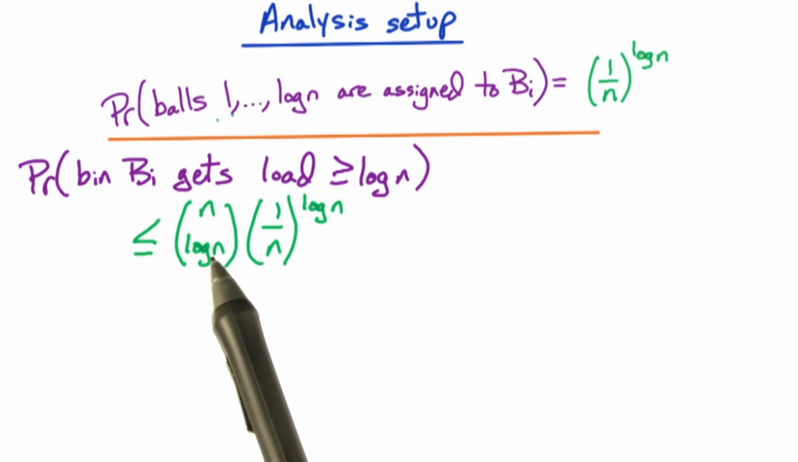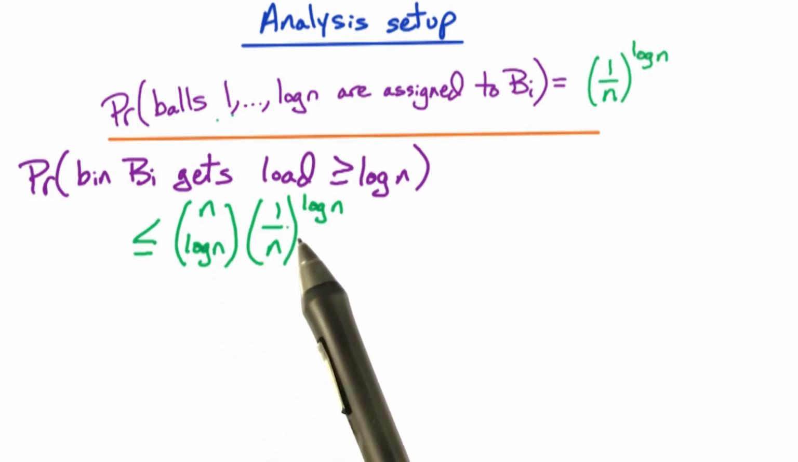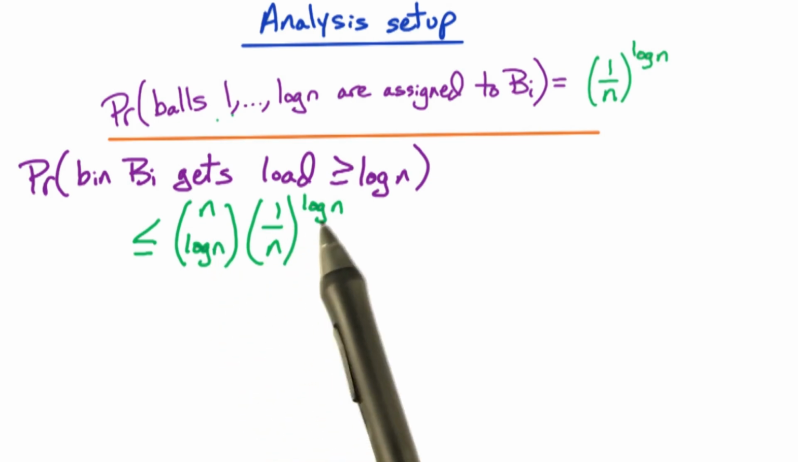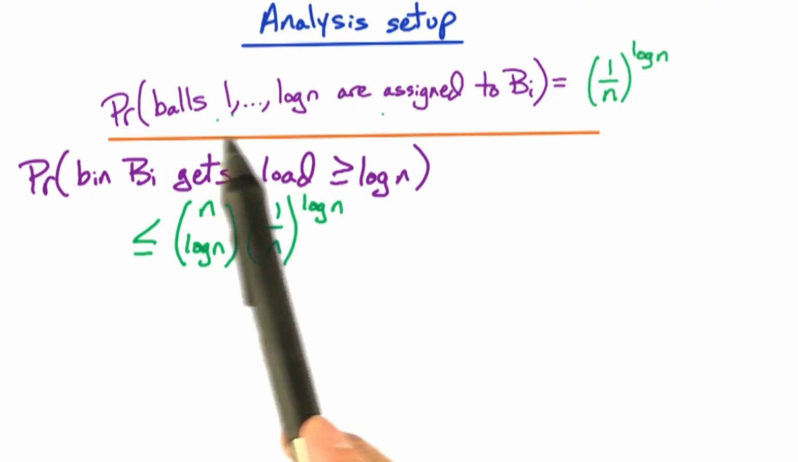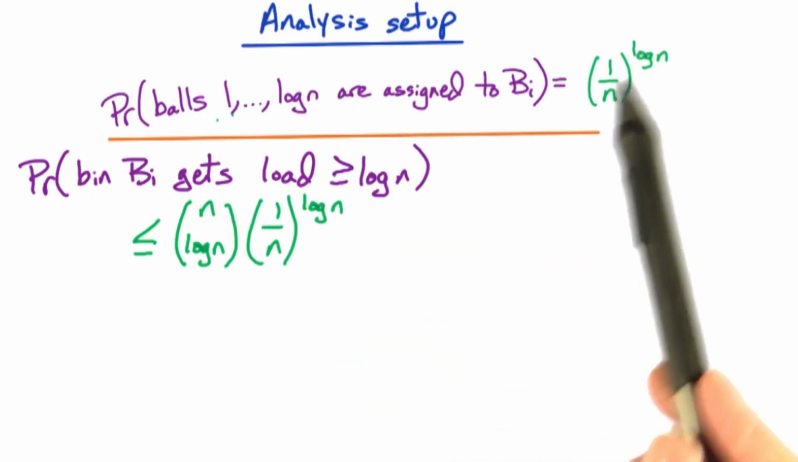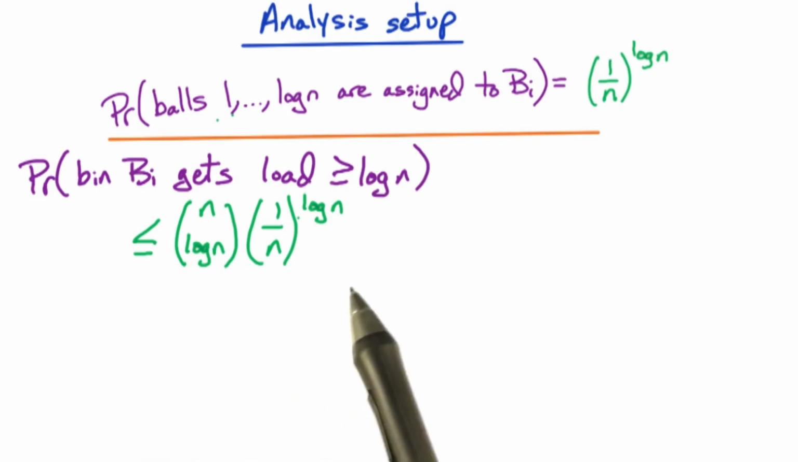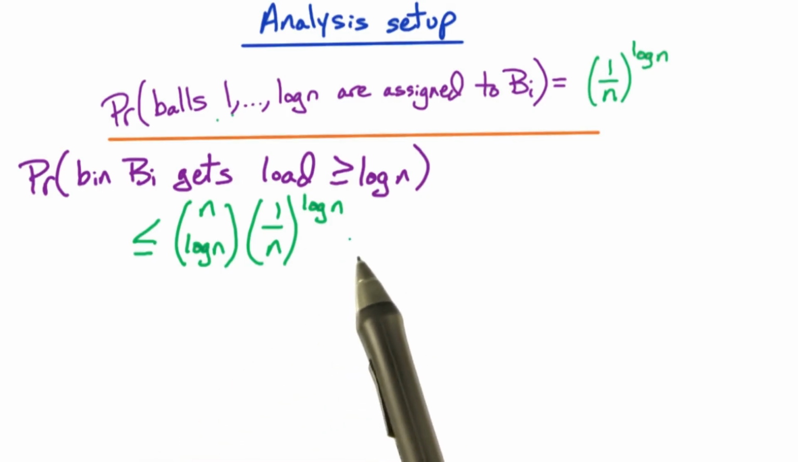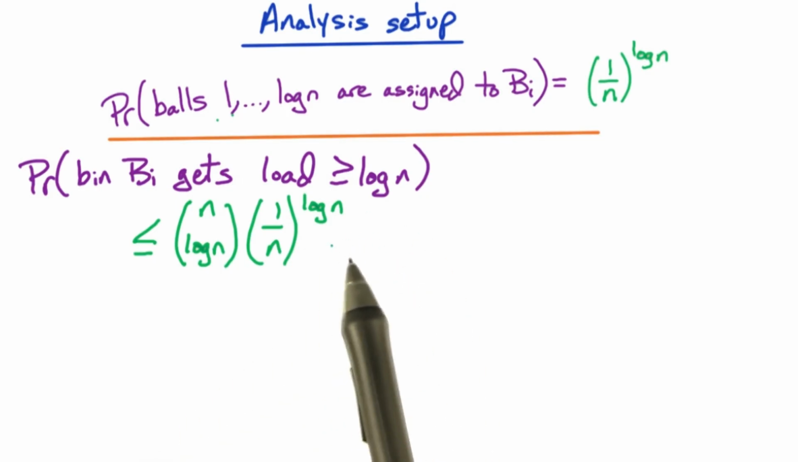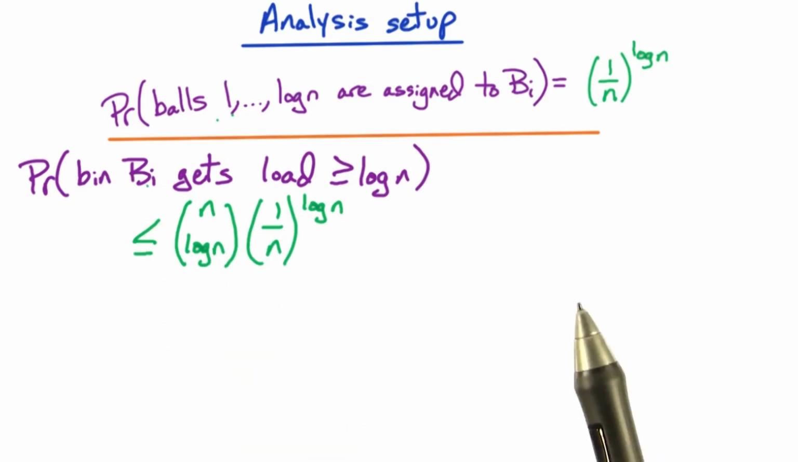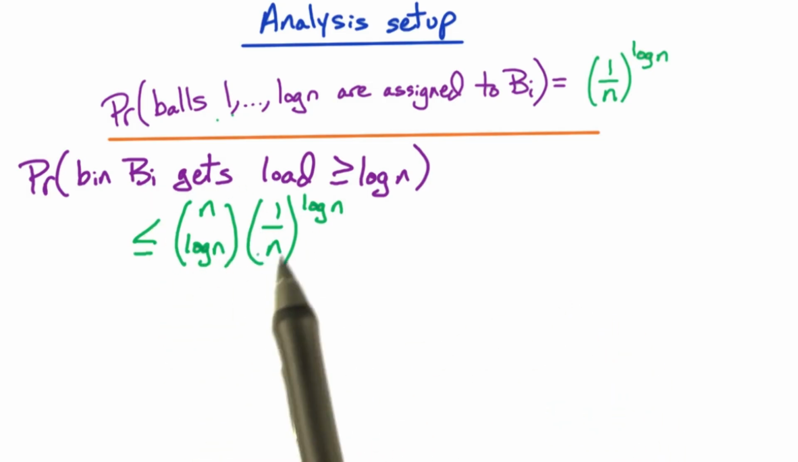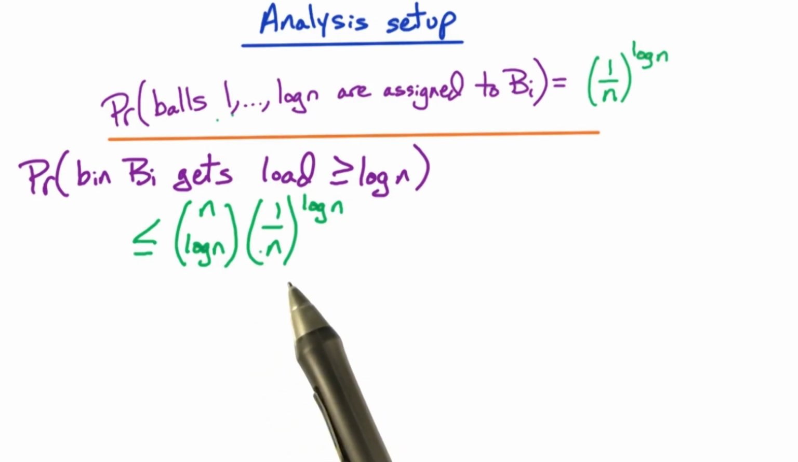Now, for this particular set of log n balls, what's the chance that they are all assigned to bin Bi? Well, that's what we bounded before. That's 1 over n raised to the power log n. Now, what happens for the other n minus log n balls? Well, some of them might get assigned to this bin Bi as well, in which case we may be counting these events multiple times. So we're getting an upper bound on this probability.